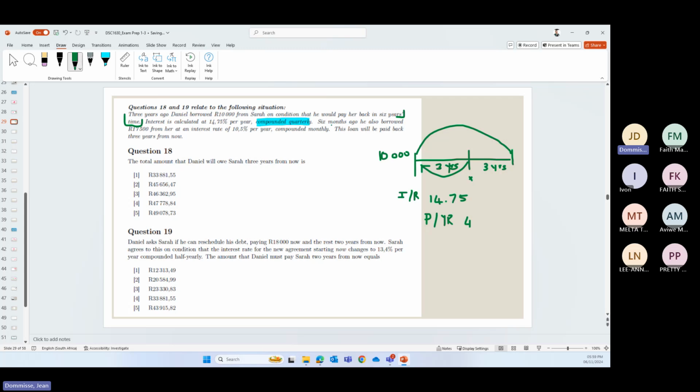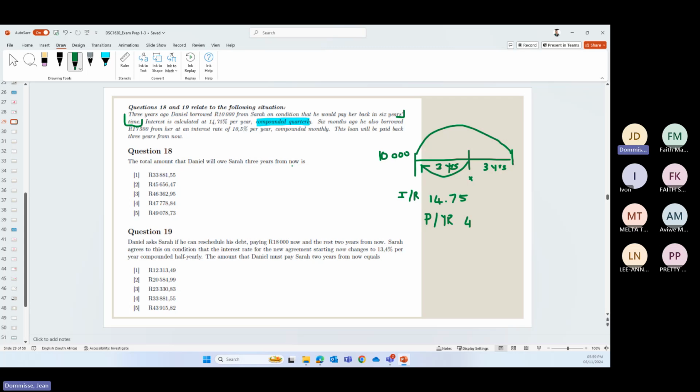Then they say 6 months ago, he also borrowed 17,500 from her at an interest rate of 10.5%, compounded monthly. The loan will be paid back 3 years from now. Okay, so 3 years from now. But let's first see what they ask us in question 18 before we write down everything. So what is the total amount that Daniel will owe Sarah 3 years from now?